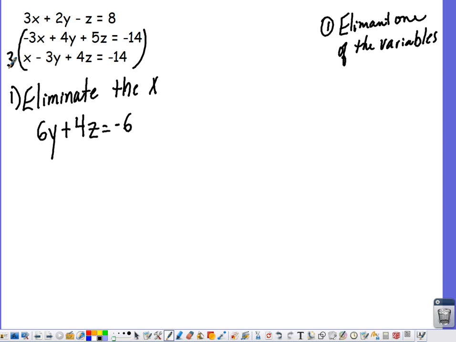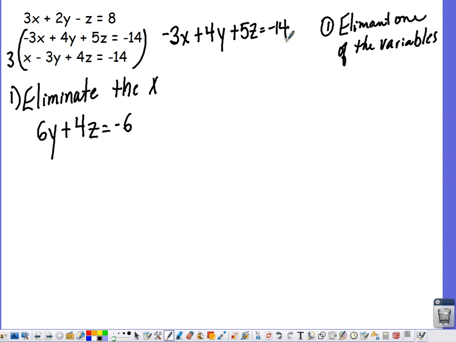This is the place where you want to go really, really slow and make sure that you've done your multiplying right, because there's plenty of time for error. So I don't have to do anything to the top one, so let's just rewrite this. Negative 3x plus 4y plus 5z equals negative 14.